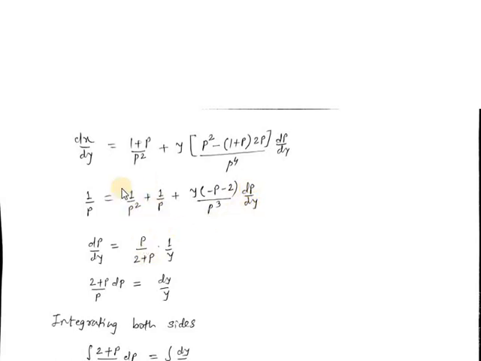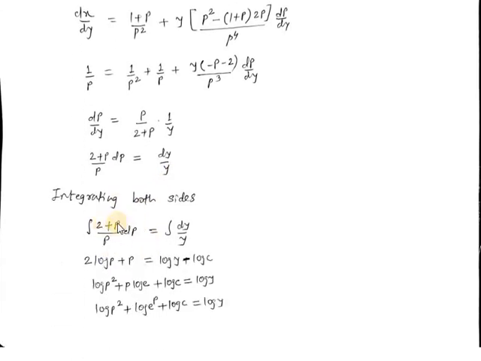Clear? Here 1 by p cancels out, so it can be written as dp by dy is equal to p divided by 2 plus p into 1 by y. If we simplify these terms, we get dp by dy is equal to p divided by 2 plus p into 1 by y. So this can be written as 2 plus p divided by p dp is equal to dy by y. Now integrating both sides, integration of 2 plus p divided by p dp is equal to integration of dy by y.